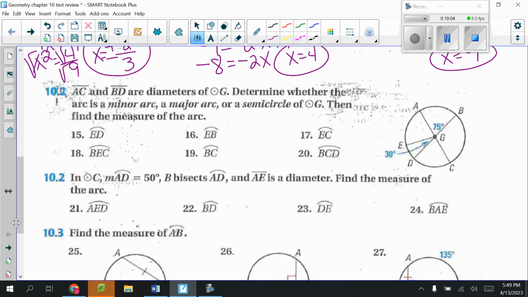You will have to do both of these on the test as well. So you'll have to tell me if it's minor, major, or semicircle and give me the measure. So make sure that on the test you pay attention and you give me both answers.